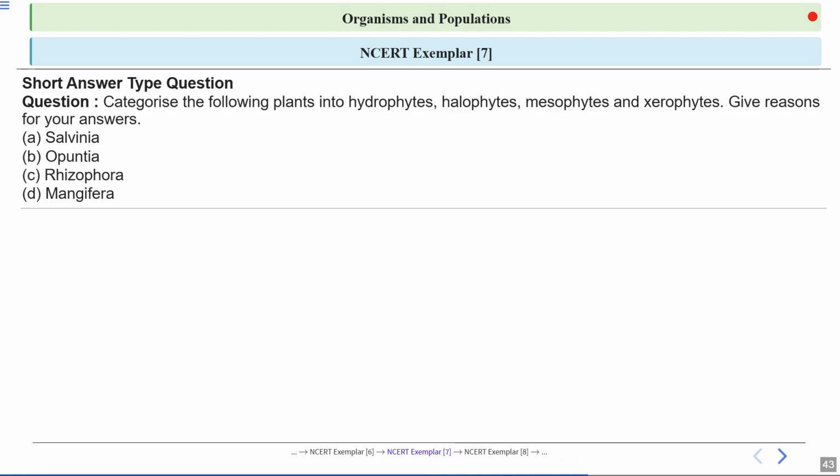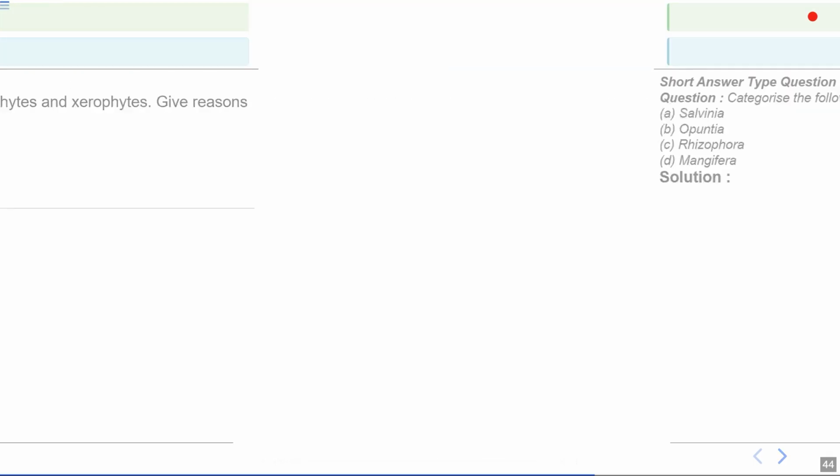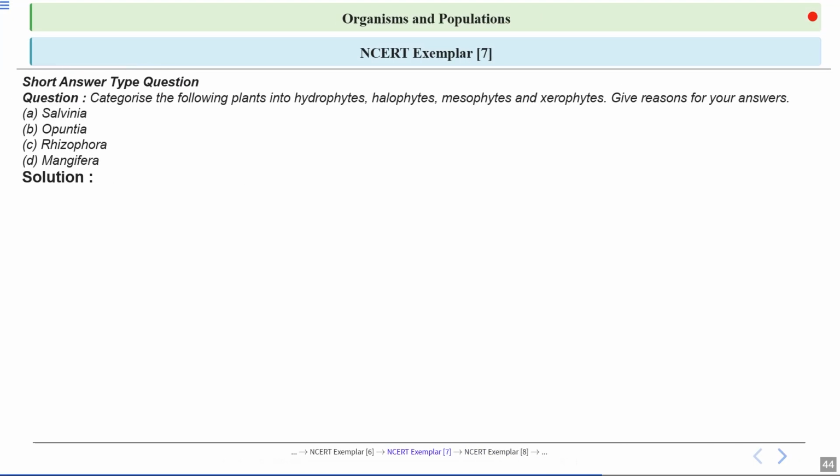Next question, characterize the following plants into hydrophyte, helophyte, mesophyte and xerophyte. You have to give reasons for your answer. Okay. The first one is Salvinia, second is Opuntia, third is Rhizophora, fourth is Mangifera. What is the correct answer? Let's have a look at the explanation.